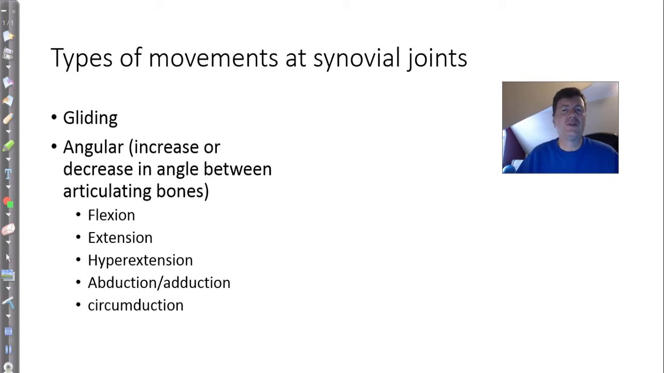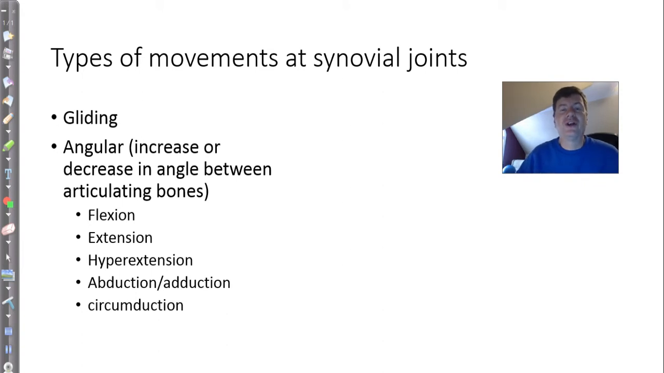So the movements we associate are gliding, angular, rotation, and special. And we'll talk about the other ones here in a moment. But gliding movements are just when bones slide past other bones. The best example is if I am doing this, the carpals in my wrist are sliding past one another. They're not really changing angles like you would associate if someone were to flex, but they're kind of gliding or sliding past one another, and that motion is a movement we call gliding.